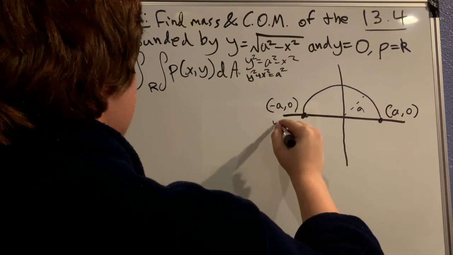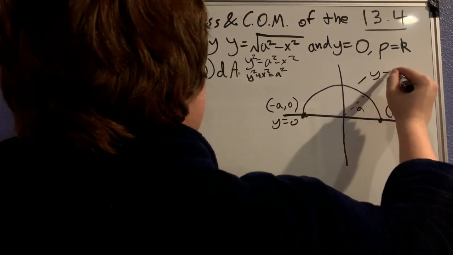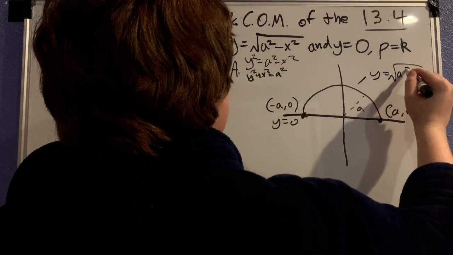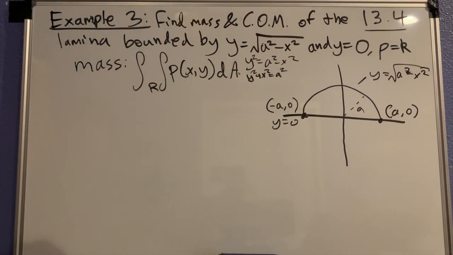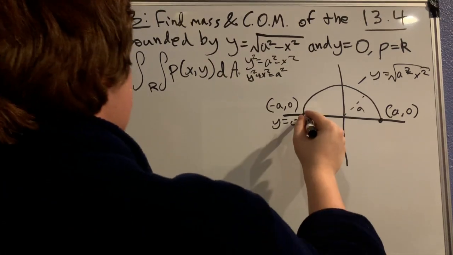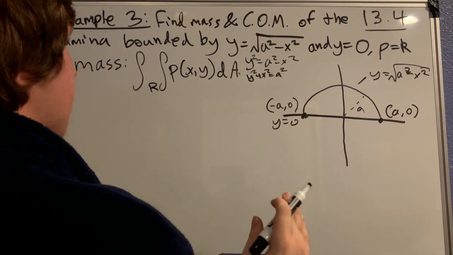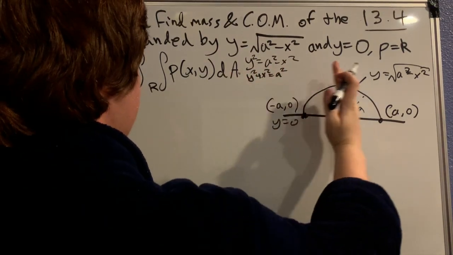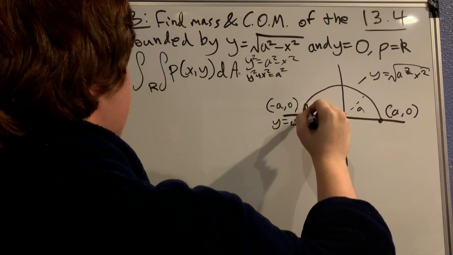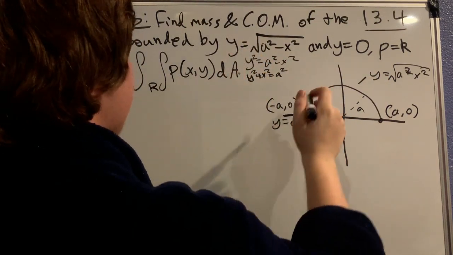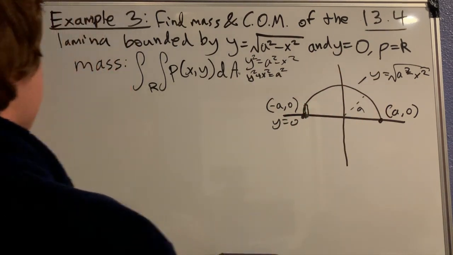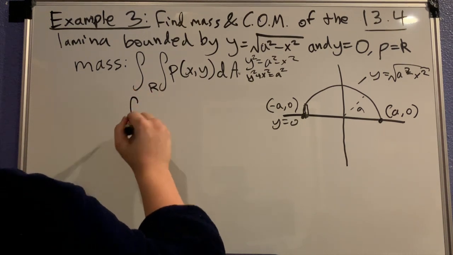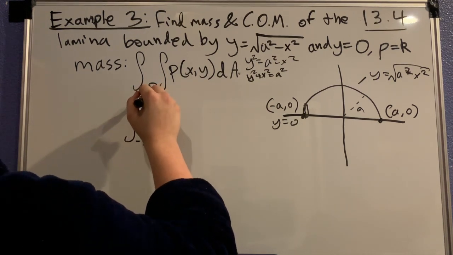And, oh yeah, this is y equals 0, and that's y equals the square root of a squared minus x squared. Okay. So the first thing is to find the mass. Now, what we want to do is probably just integrate this way, because we already have the y function, and we could just take little slivers from negative a to a. So the x values would go from negative a to a.